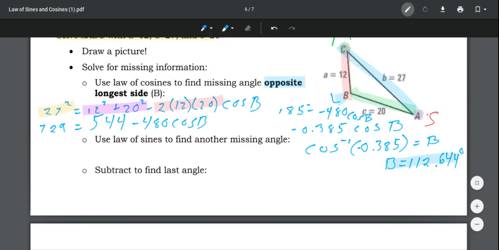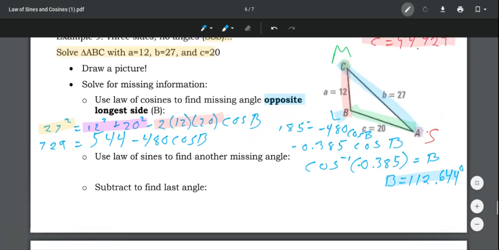Now, I do things in order. I always find the longest one first, and then I find the middle one second. And we have to be careful. We have to verify, when we use law of sines to find the middle one, that it is less than 112 degrees. All right, guys.